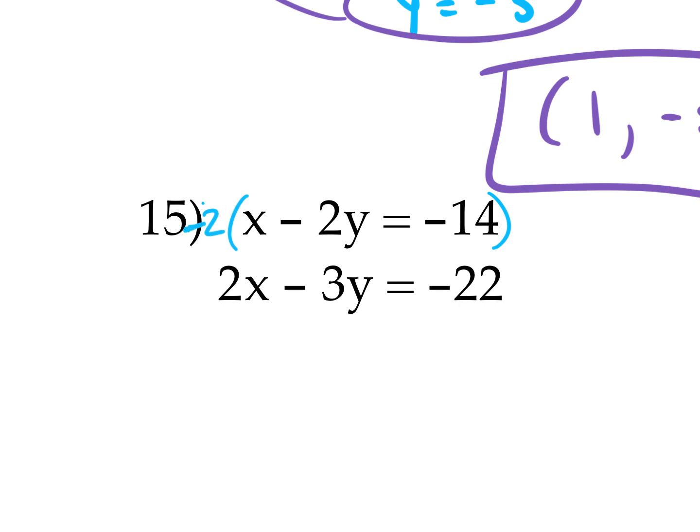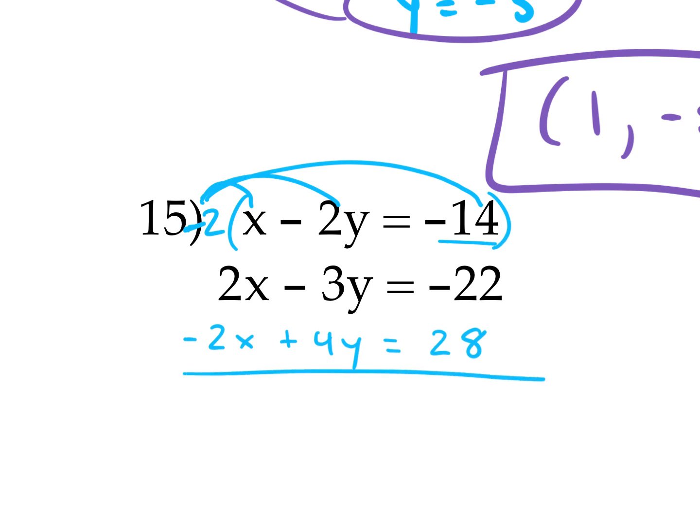Yeah. So we're going to distribute the negative 2 to everything in the equation. Don't forget to even multiply it to the other side of the equal sign. It gets distributed to everything. So we have negative 2x plus 4y is equal to positive 28.